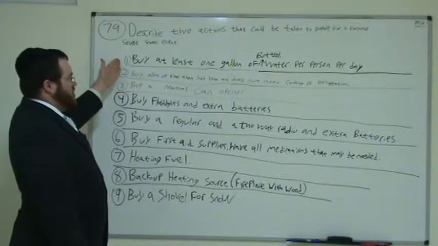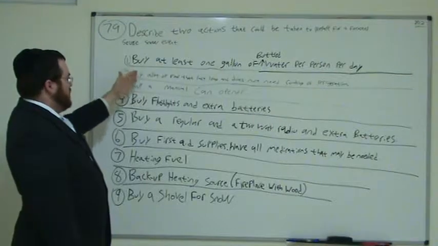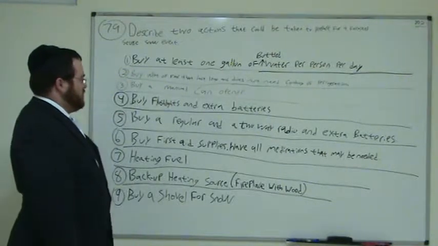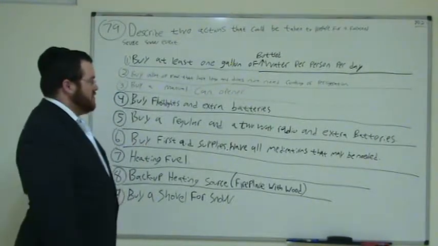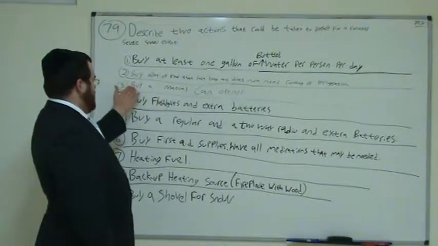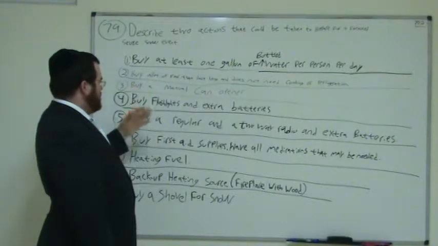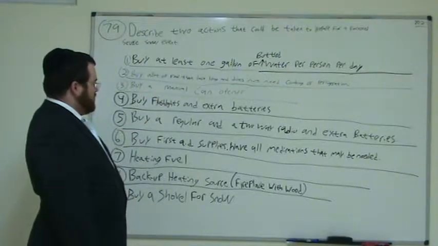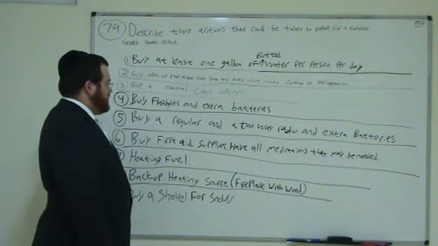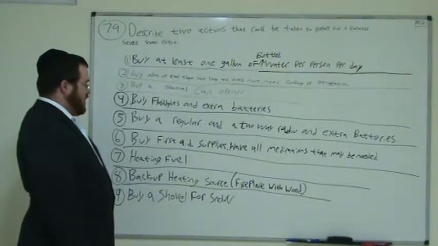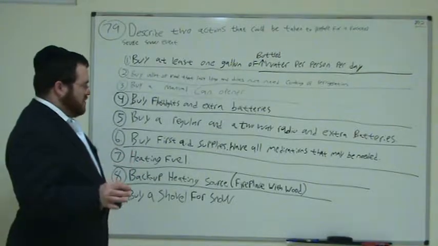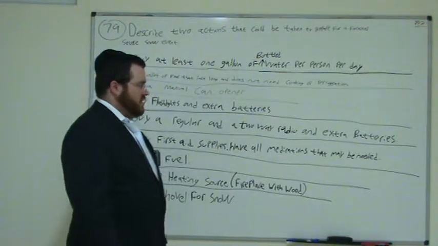Remember, 1 is to buy extra water. 2 is to buy extra food that lasts without refrigeration or cooking, and does not need cooking. Answer 3, buy a manual can opener. Answer 4, buy flashlights and extra batteries. Answer 5, buy a regular radio and a 2-way radio and extra batteries.